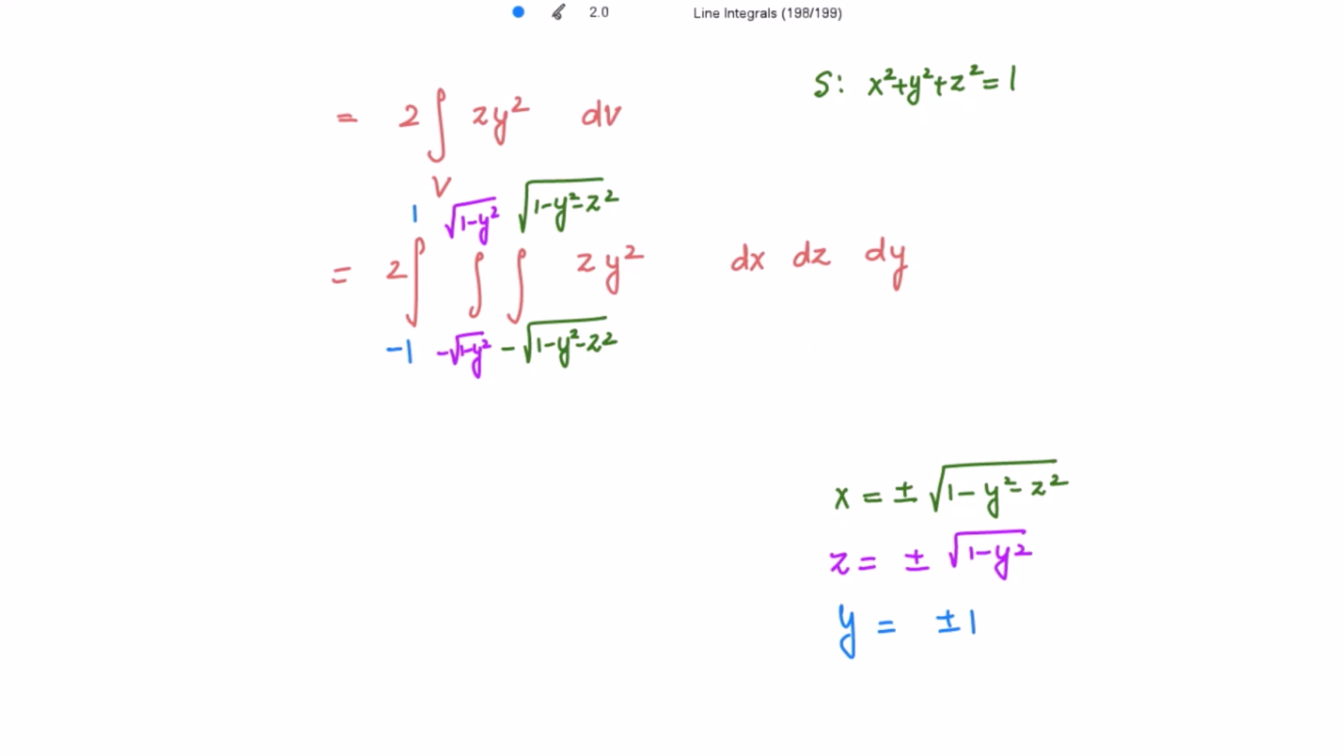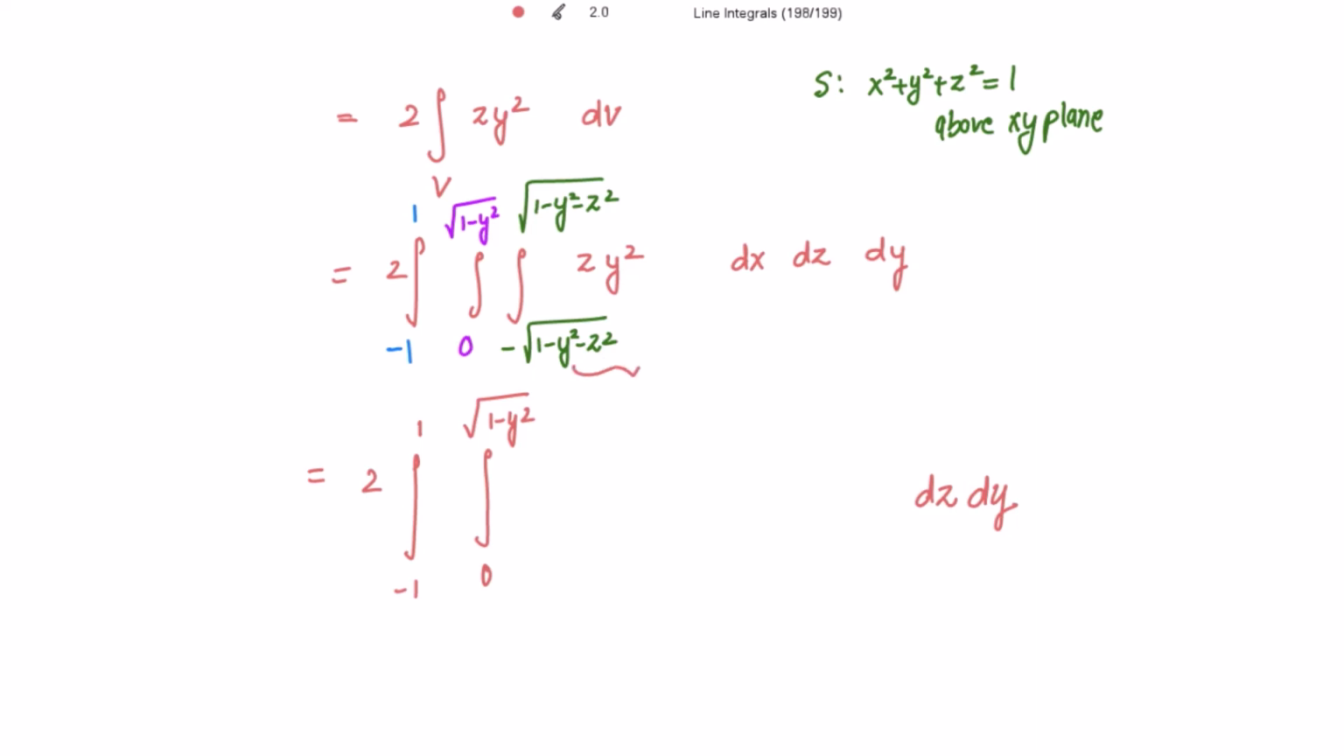Okay, fine? Alright. Because it is given to us that this unit sphere is above the xy plane, for above the xy plane we always take the coordinates of z to be positive. So the limits of z will start from 0 to square root of 1 minus y square. Is it okay, fine? Yes? Okay. So let's solve this triple integral now. Let's solve this innermost integral first.